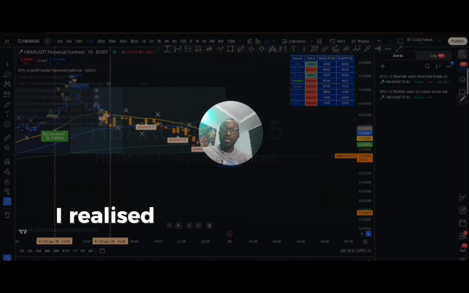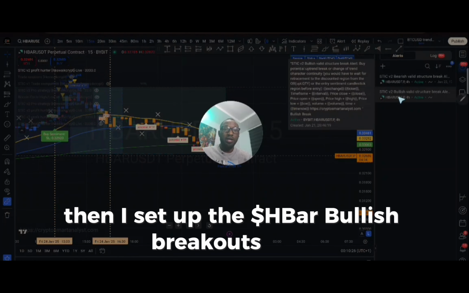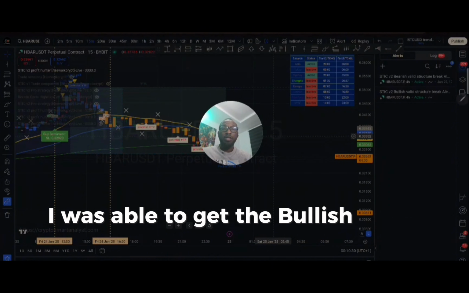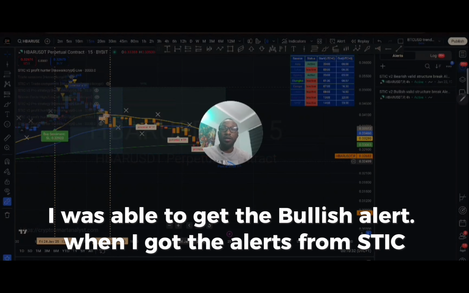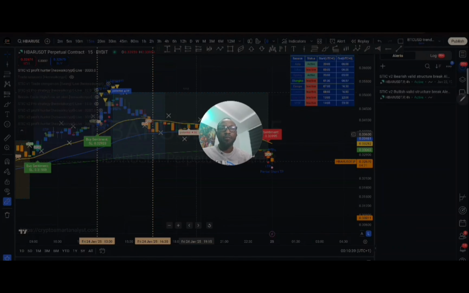So I realized that H bar is actually having potential to break out, and I set up the H bar bullish breakout alert, and from there I was able to get the bullish alert. When I got the alert from Stick, that made me explore further, and this is exactly what I did.